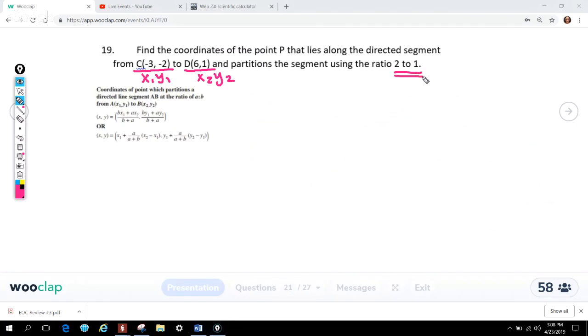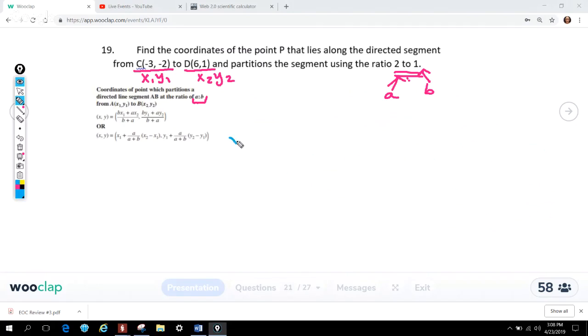Then they're going to give you a ratio. Almost always, whatever this ratio is, it tells you right here, the ratio is A to B. So that means that this 2 is A and this 1 is my B. Now there's a lot of ways to do it. I'm going to show you what I find easiest.